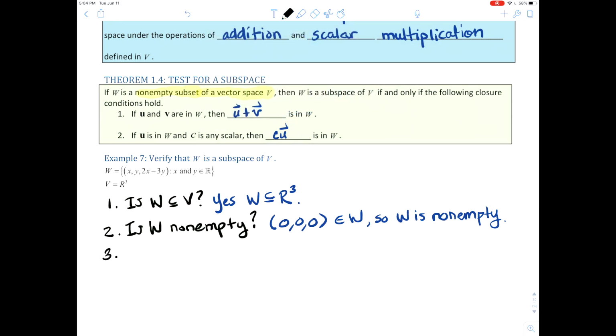Number 3. Let's do. We need to find, is W closed under addition?